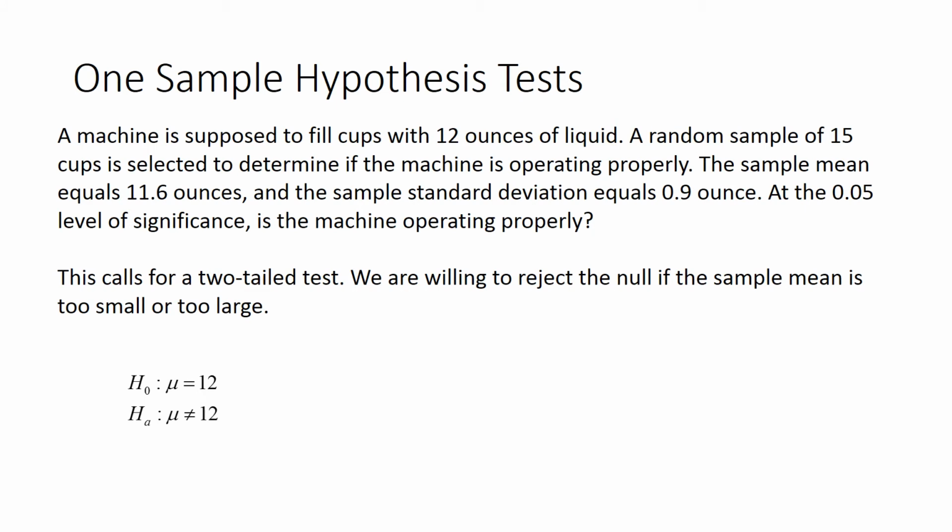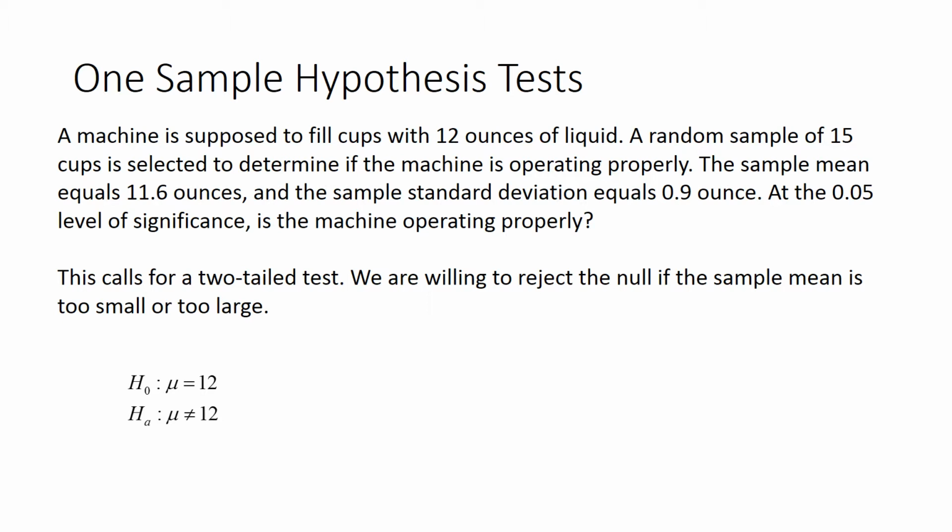In the first example, we have a situation where a machine is supposed to fill cups with 12 ounces of liquid. If the machine puts too much or too little liquid into the cups, the process is not operating as designed. A random sample of 15 cups has a sample mean of 11.6 ounces with a sample standard deviation of 0.9 ounce. At the 0.05 level of significance, is the machine operating properly?